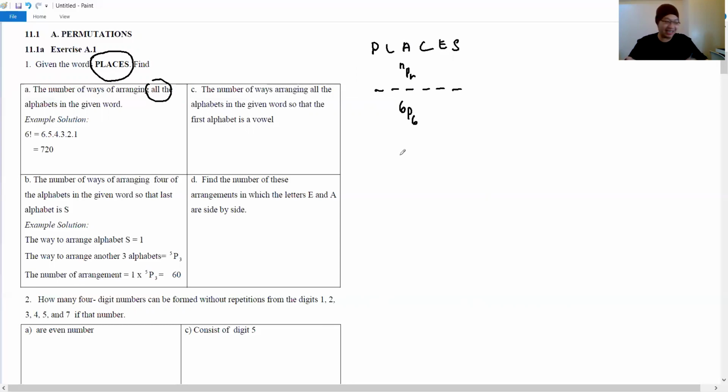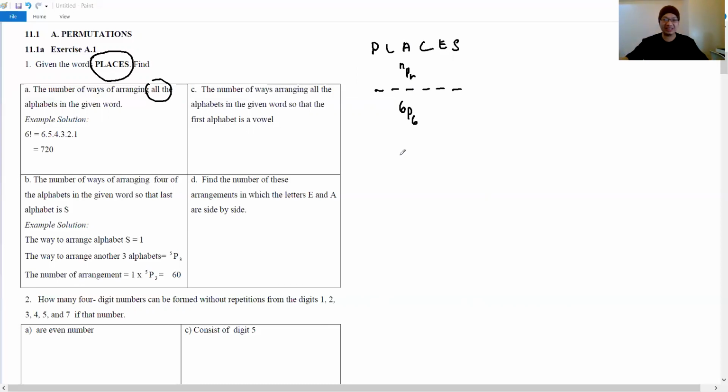Okay. So guys, how to solve the problem? We just press 6 and there's a button nPr here. Shift times, okay, and the P came out. 6P6, all right. Hopefully you guys can see, and then you just press equal. So the answer is 720.